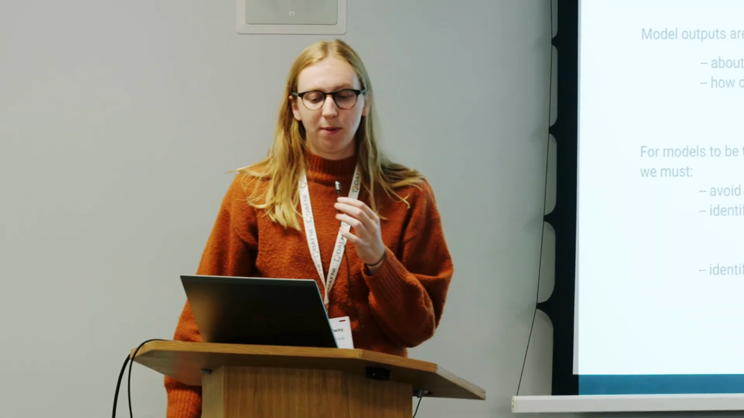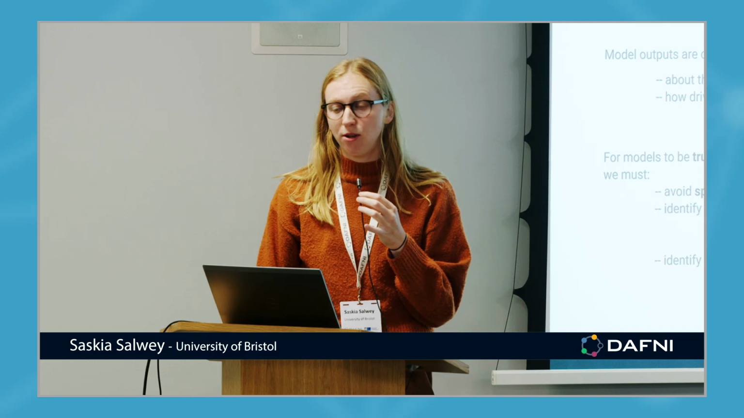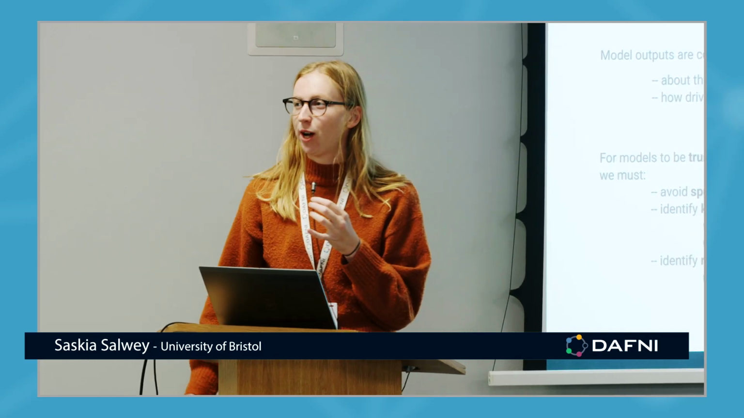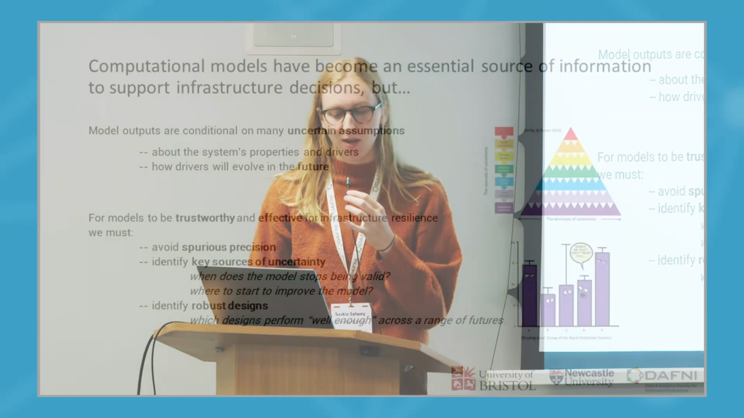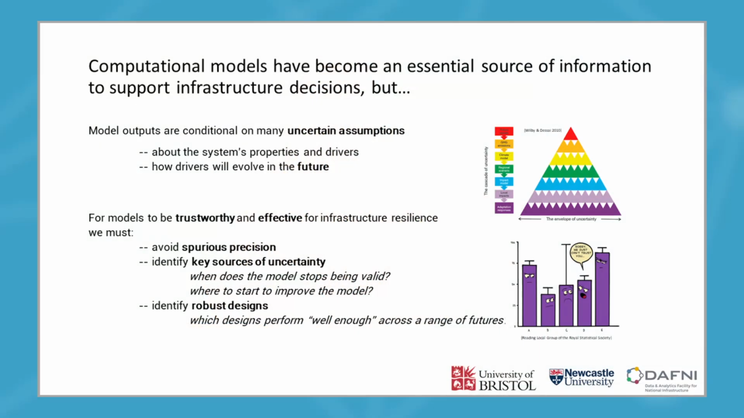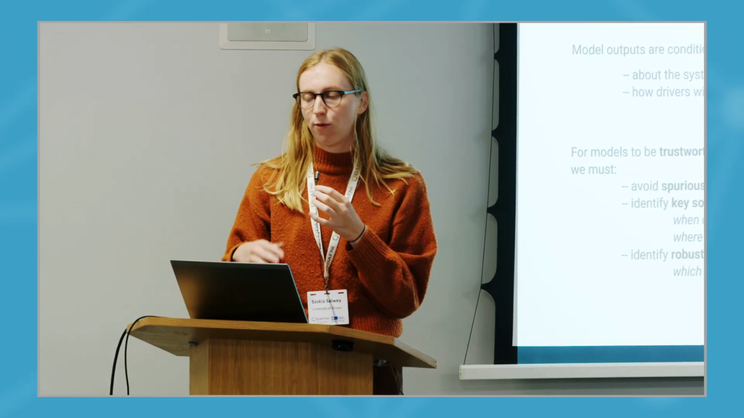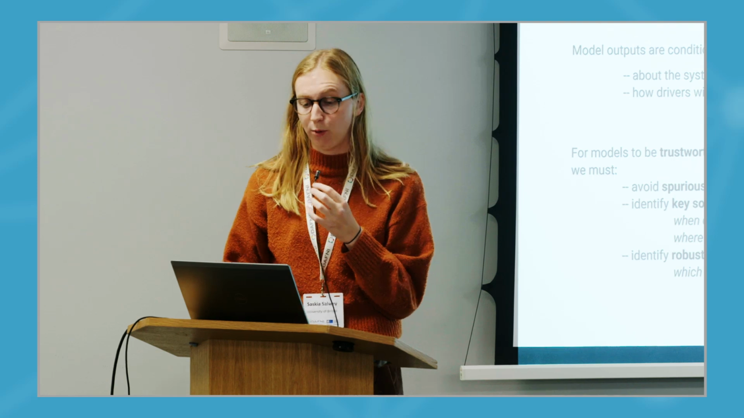So if we want our models to be trustworthy and effective and useful for developing resilient infrastructure models, then there are several important things that we need to be able to do. We need to be able to avoid spurious precision, identify key sources of uncertainty so that we can understand when our models stop being valid, and understand how to improve models as well. We also need to be able to identify robust designs. So we need to look at which designs perform well enough across a whole range of possible futures.